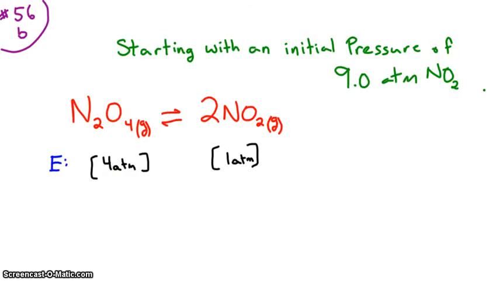Now the solution for question number 56, part B, when starting with an initial pressure of 9 atm NO2, you end up with an equilibrium pressure of 4 atmospheres for N2O4 and 1 atmosphere for NO2.